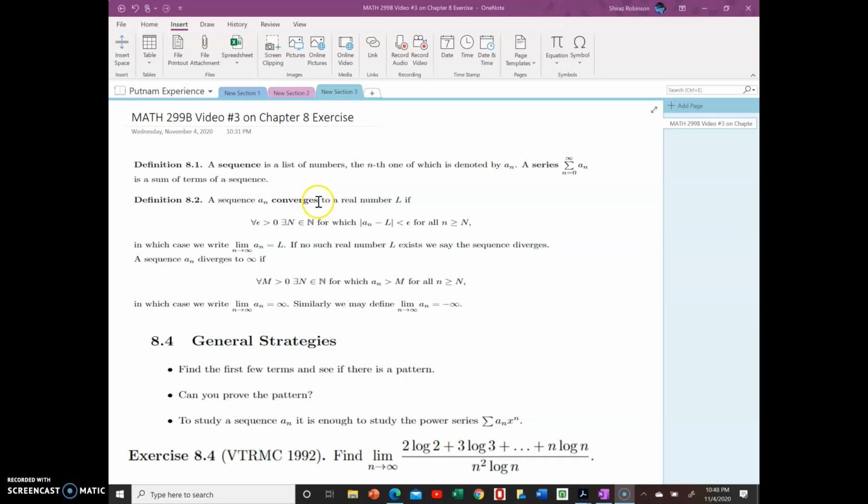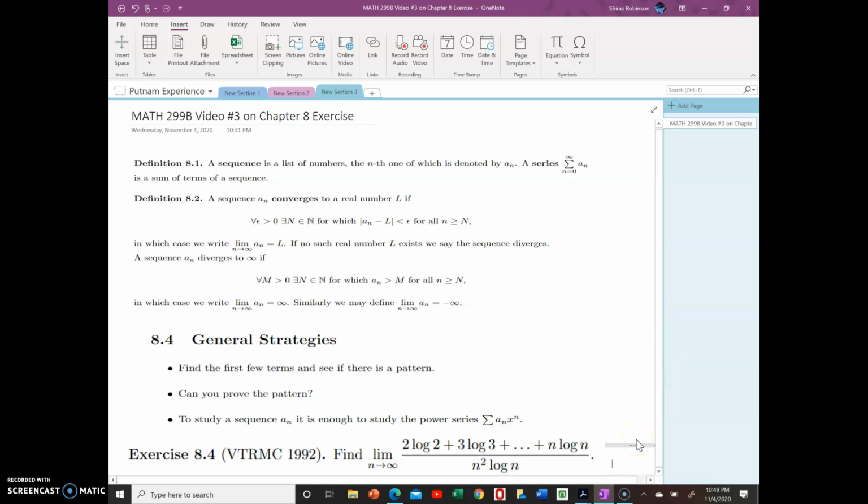This is video 3. I will be working on problem 8.4 from the chapter 8 exercises. The particular problem I'm working on is a series, and the problem that I'm going to attack is find the limit as n approaches infinity of 2 log 2 plus 3 log 3 plus ellipses plus n log n over n squared log n.